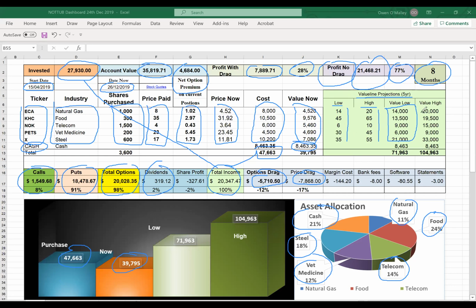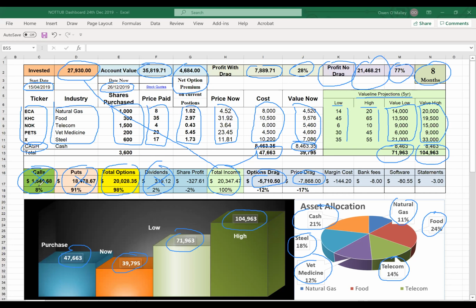And so what that is saying is that these shares on a buy and hold basis, even if there were no more calls, no more put income, no dividends, just on a buy and hold basis, this portfolio can grow somewhere between 71,000 to 104,000 over the next 3 to 5 years, which would explain these figures here, 71 and 104.